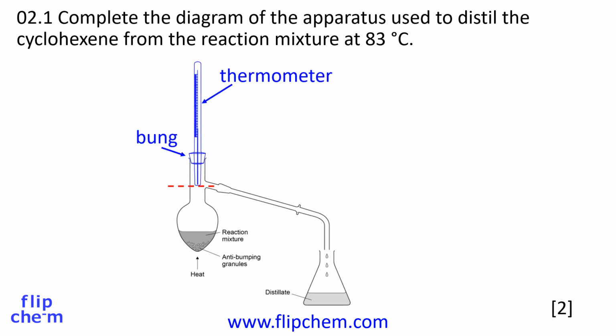The reaction mixture in the pear-shaped flask is heated. This gives particles enough energy to react. Heating the particles also turns the reactants and any products into a gas. A bung with a thermometer must be placed in the neck of the pear-shaped flask. This prevents any gases from escaping into the atmosphere. The thermometer bulb must be at the same height as the condenser.